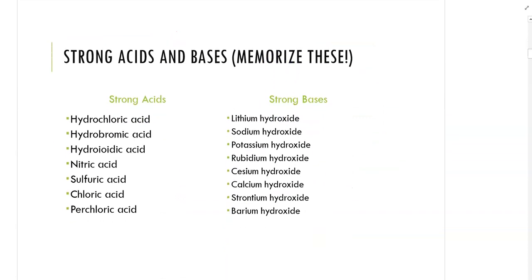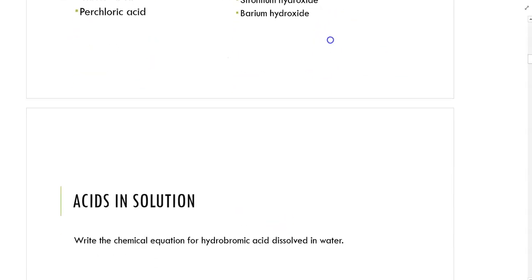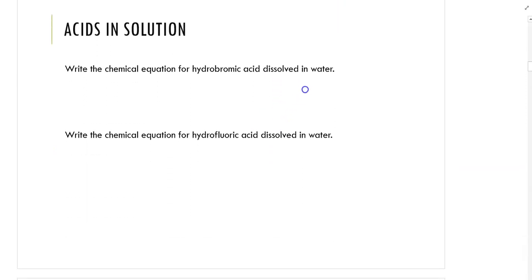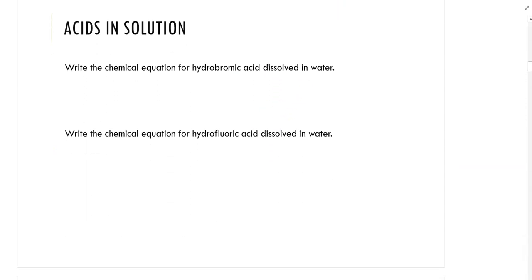A bit of a reminder, here are some strong acids and strong bases, because how we write them out becomes important. Here's a quick review. Write the chemical equation for hydrobromic acid being dissolved in water. Hydrochloric acid, hydrobromic, said the wrong thing. HBr, that's being dissolved in water. It's a strong acid, right? So being strong, we know it's going to separate completely. So in this way, we result in the ions like that.